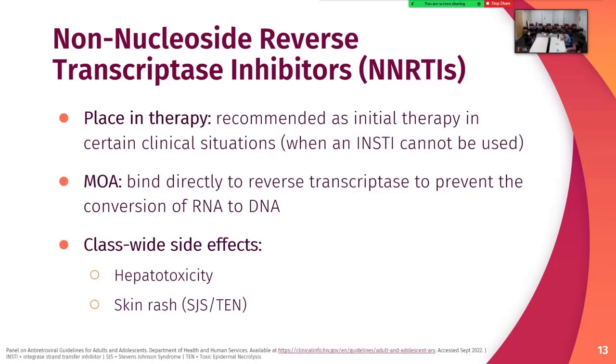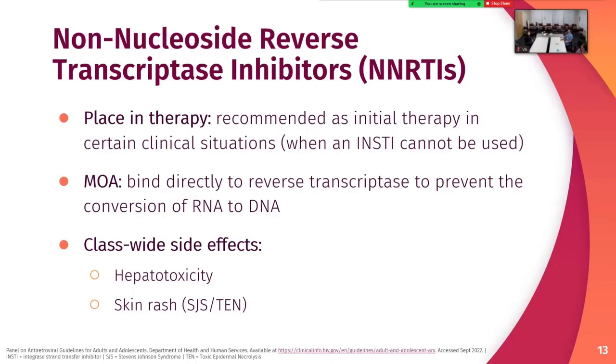So our NNRTIs, their place in therapy: they are recommended for treatment-naive patients first line, but in special populations, so for patients that can't tolerate an INSTI or they have resistance to INSTIs. They work by binding directly to reverse transcriptase, so that's how they differ from NRTIs. NRTIs incorporate themselves into the DNA, whereas NNRTIs bind directly to reverse transcriptase.